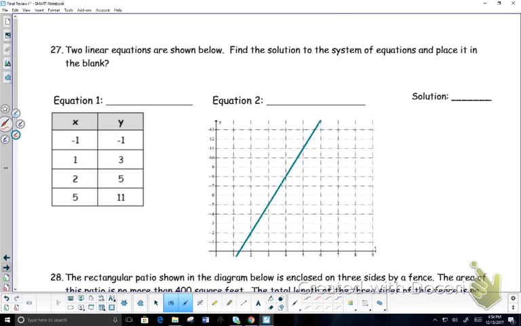Two linear equations are shown below. Find the solutions to the system of equations and place it in the blank. First of all, they want us to find the equations, so let's do that. This is 4, and this is 2. So this is 2, this is 1, and you'll notice 4 divided by 2 is 2, 2 divided by 1 is 2. So I got y equals 2, and I've got x plus 1 minus 1. Remember, when you put it on the inside, you've got to change that sign.